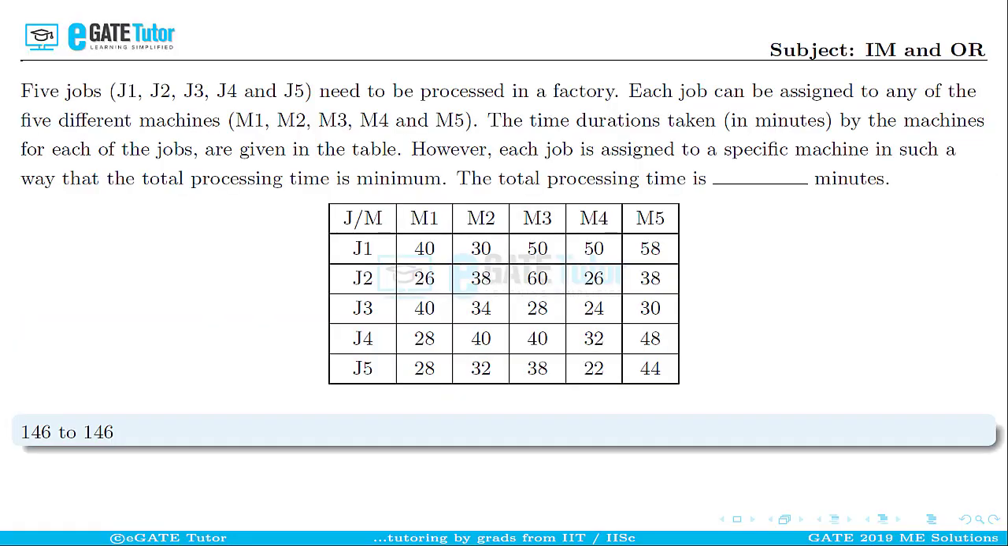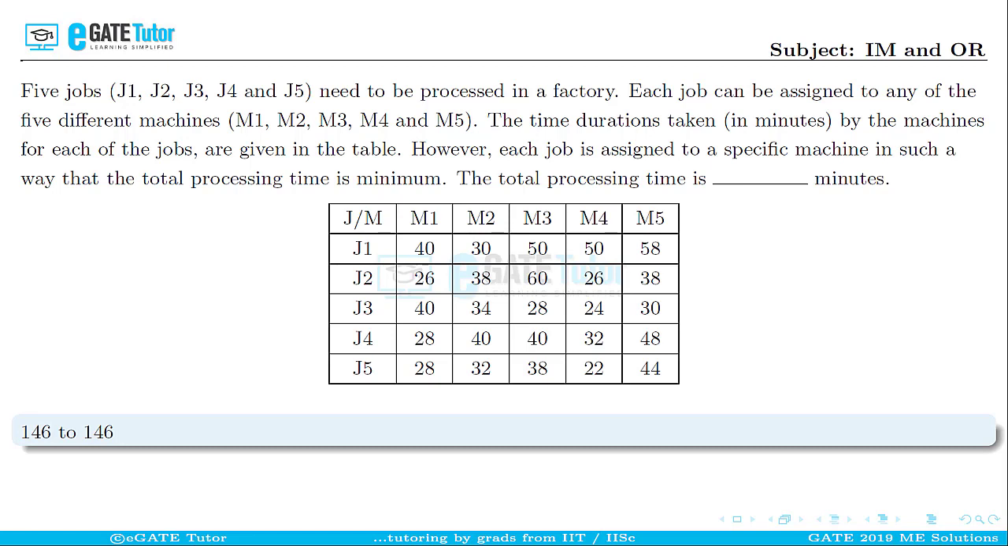This question is from Industrial Management and Operations Research for 2 marks. 5 jobs J1, J2, J3, J4 and J5 need to be processed in a factory. Each job can be assigned to any one of the 5 different machines M1, M2, M3, M4 and M5. The time durations taken in minutes by the machines for each of the jobs are given in the table. However, each job is assigned to a specific machine in such a way that the total processing time is minimum.